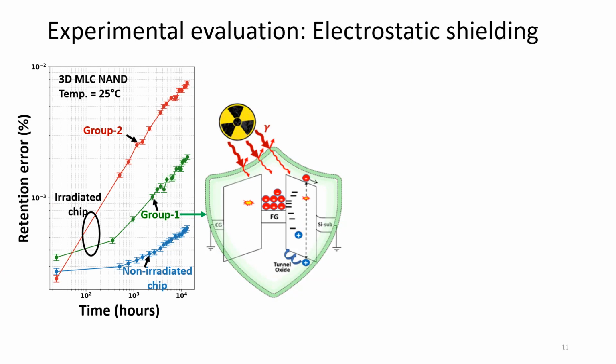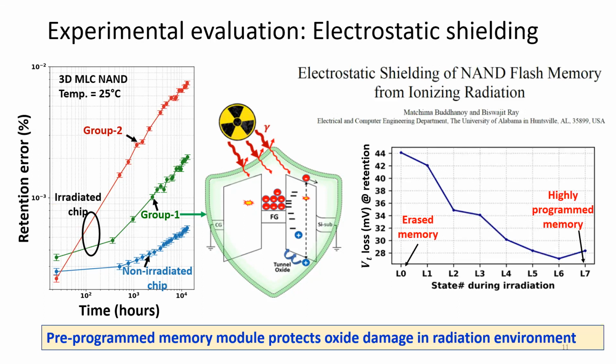We first expose the memory chip. Some blocks are in the program state, which we call group 1 cells or green cells, and some cells are in the erase state, which are the group 2 cells. Now after radiation, we erased the entire memory and wrote a new set of data, and we found that group 2 cells are losing data more quickly than group 1 cells. So that's the idea of electrostatic shielding: no matter what, when you deploy chips in space, you should program them with a higher programming voltage. In this chart, we show what programming voltage you should use, and it turns out that the highest or close to the highest programming state is better for protecting the oxides.